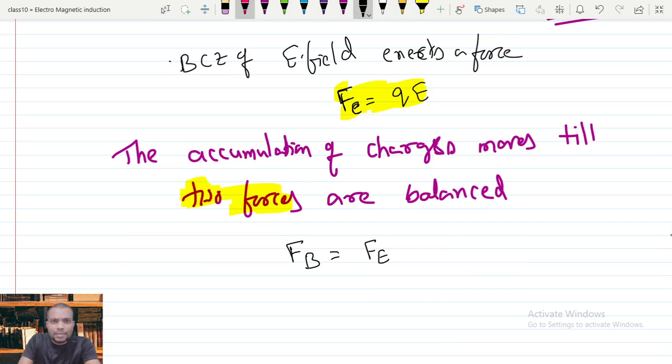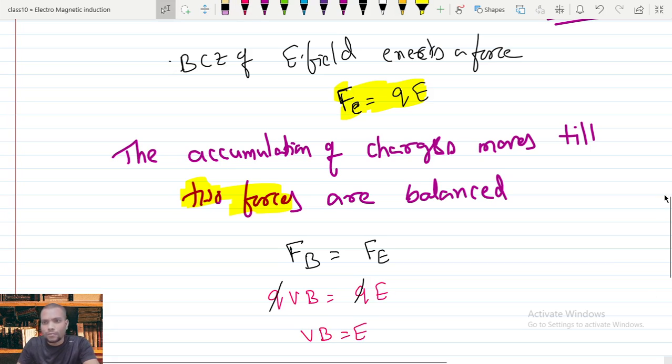And if we make these two forces equal, F equals QvB, so here it gives that Q times E. You can cut the like terms, Q and Q gets cancelled on both sides. So we can end up with v times B equal to E.